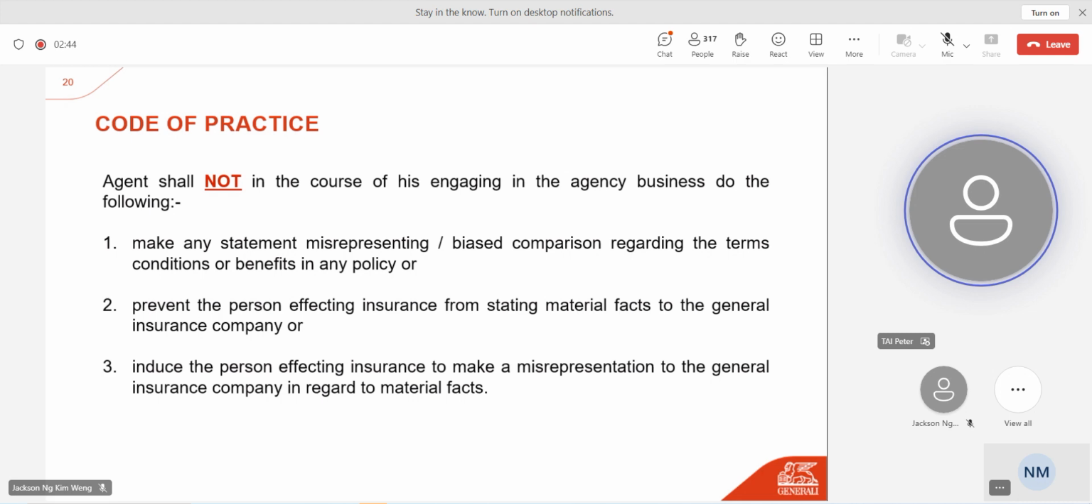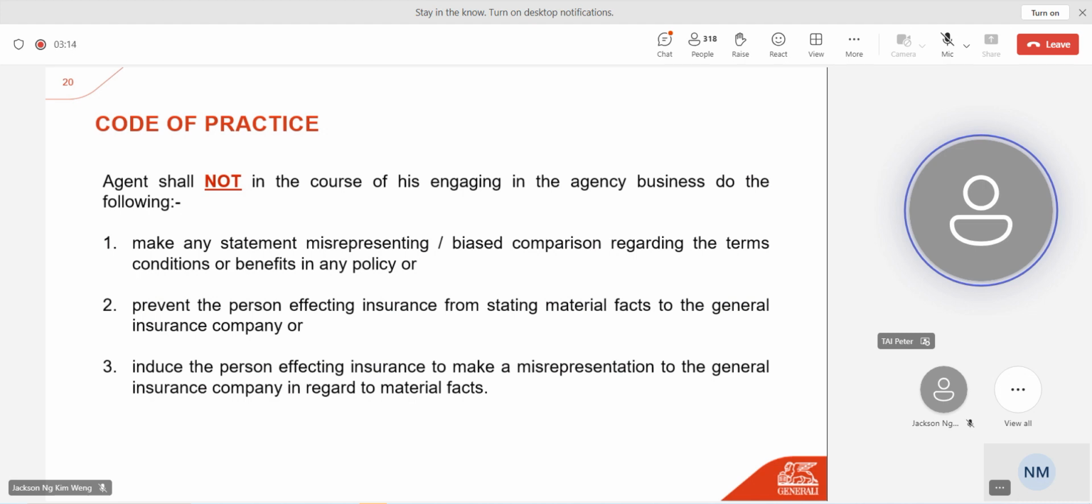Okay, item number 3 is you cannot induce a person affecting insurance to make a misrepresentation. I'm going to go back to the story of the imported 10-year-old machine just now. You cannot induce the person. If you know very well your client is buying a second-hand machine, you cannot tell them, hey, actually it looks new, you just insure as new, you put it as a new machine. That is very, very, very wrong. You should not do that. Okay, that is what it means.